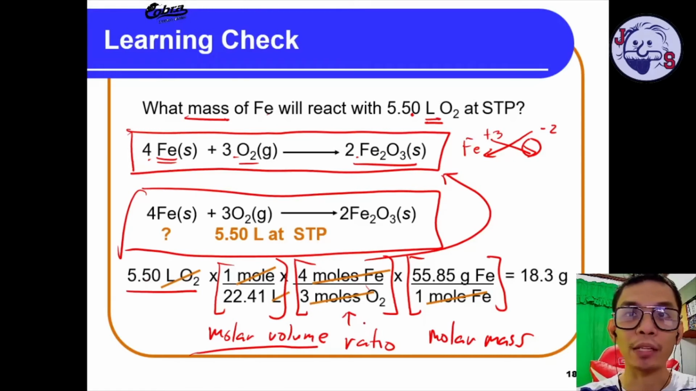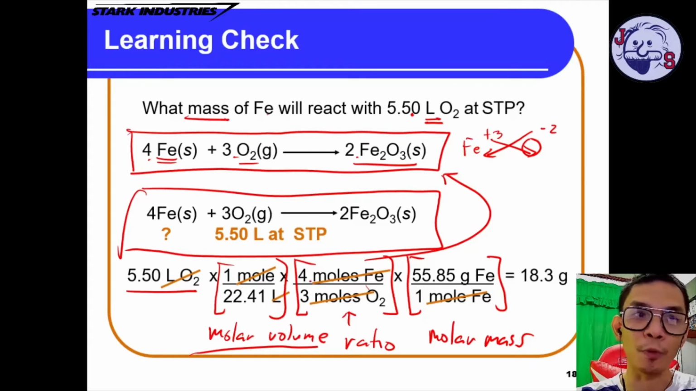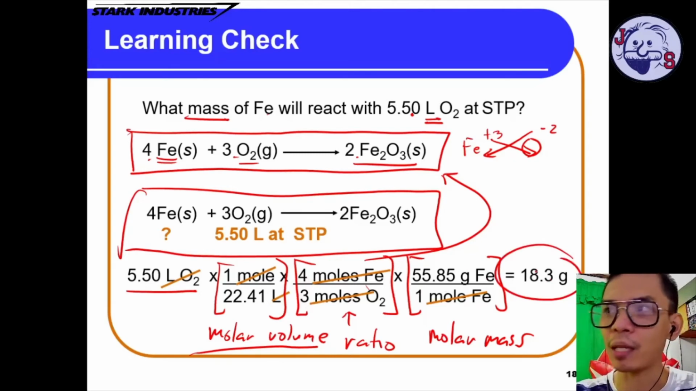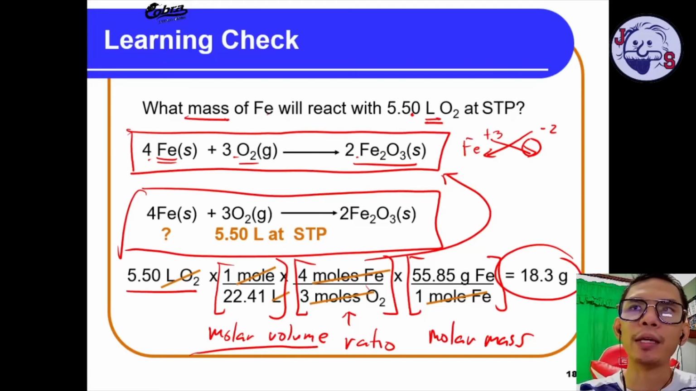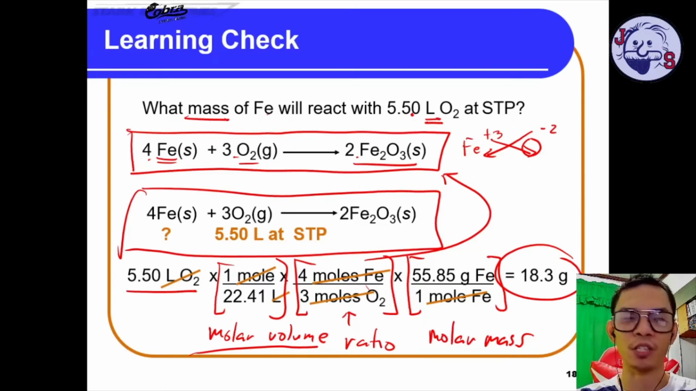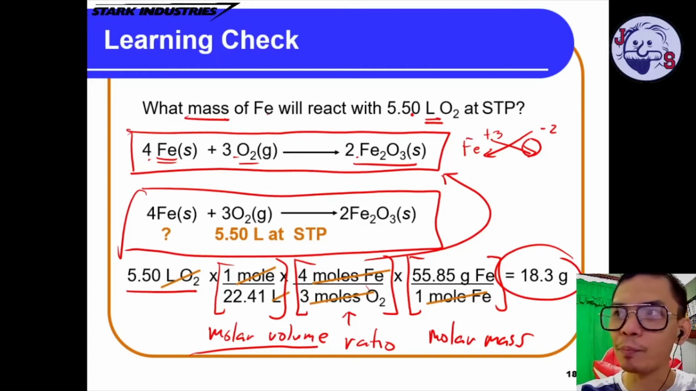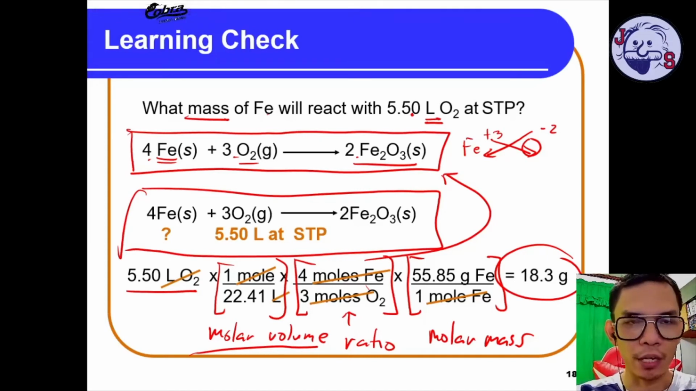And what do we have right here? When you cancel all the units, do the math correctly. 5.5 divided by 22.41 times 4 divided by 3 times 55.85, you will get the answer of 18.3 grams. What's the correct answer? 18.3 grams is needed in order to react to 5.5 liters of oxygen at STP. That is the complete and correct answer. I repeat, 18.3 grams is the mass of the iron needed to react to 5.5 liters of oxygen at STP.